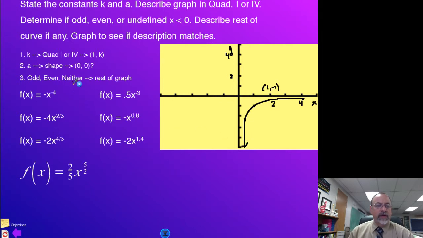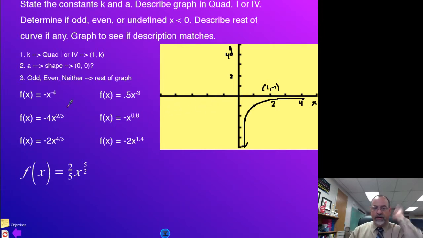Okay. Then the last step is to figure out if it's odd or even. If it's even, we're just going to reflect that side of the graph over, and it's going to be exactly the same on the other. If it's odd, we're going to just turn that around, imagine that being 180 degrees. And if it's neither, then we're finished. This will be all the graph that we looked at.